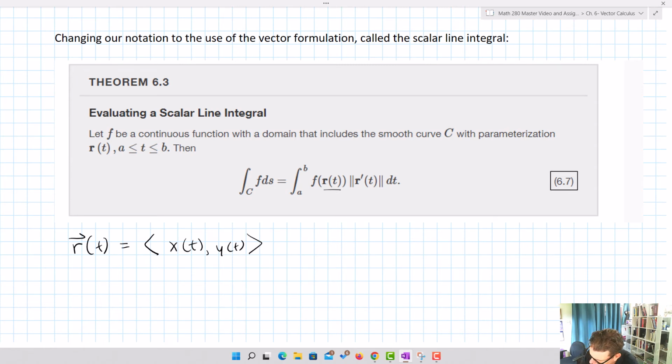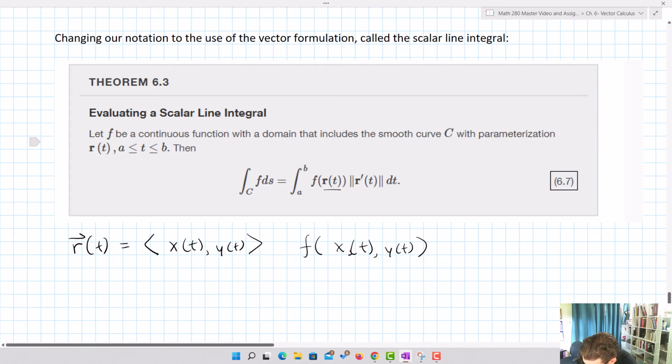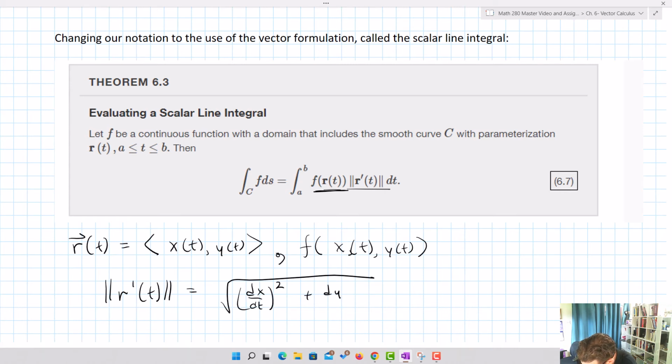x of t, y of t, and then what you'll get is f of x of t, y of t, right? Basically, that's what's going to happen when you plug in r of t. And the magnitude of r prime of t, right, is then just going to equal the square root of dx dt squared plus dy dt squared. And then you have the dt.